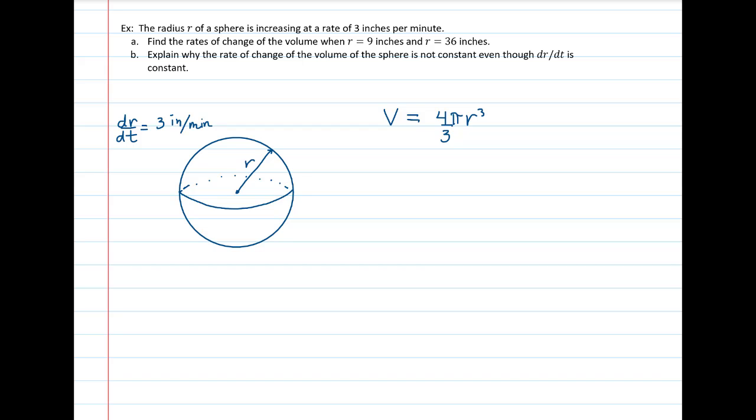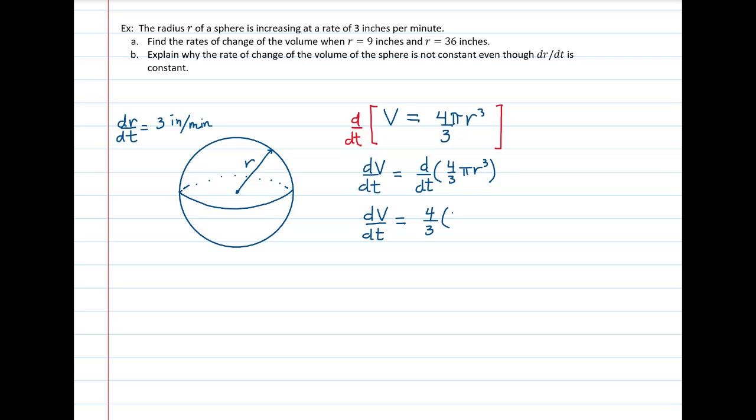Do not plug anything in yet until you take the derivative with respect to time. Okay, so taking the derivative of both sides of the equation, we get dV/dt is equal to the derivative of everything on the right side. So we get that dV/dt is equal to 4/3.